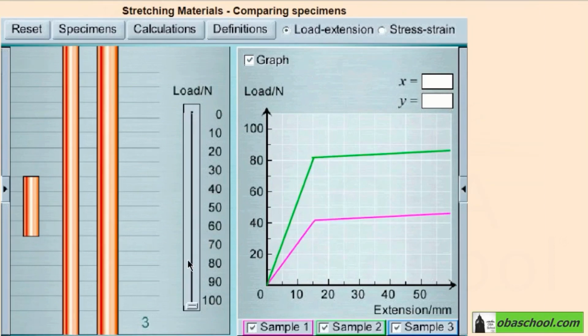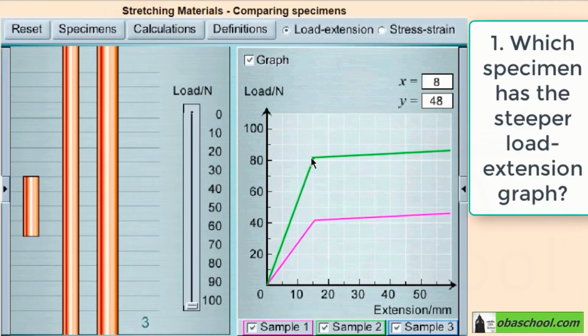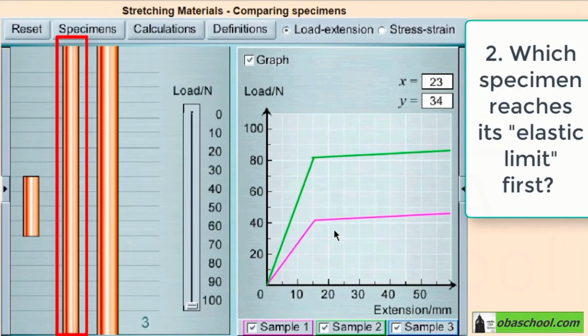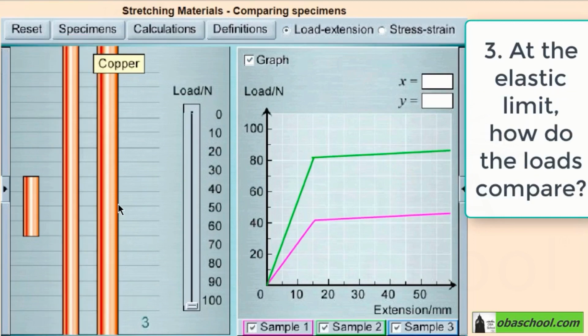And now, let's answer the first question that asks, which specimen has the steeper load extension graph? From the graph, it seems the thicker specimen has the steepest gradient. The second question asks, which specimen reaches its elastic limit first? From the graph, the thinner specimen reaches the elastic limit first. This is because the thicker specimen has twice the cross-sectional area of the thinner one.